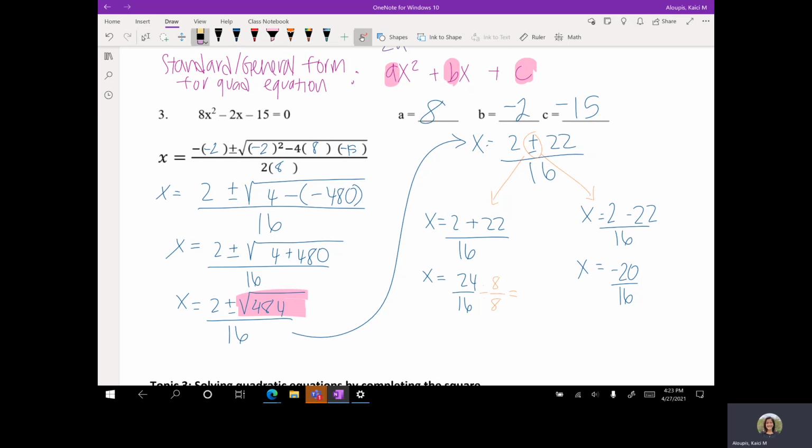not 8, I'm sorry, yes, 8. 24 divided by 8 is not 4, though. 24 divided by 8 is 3, sorry, and 16 divided by 8 is 2. So x is equal to 3 halves, or on the other equation, x equals negative 20 over 16.